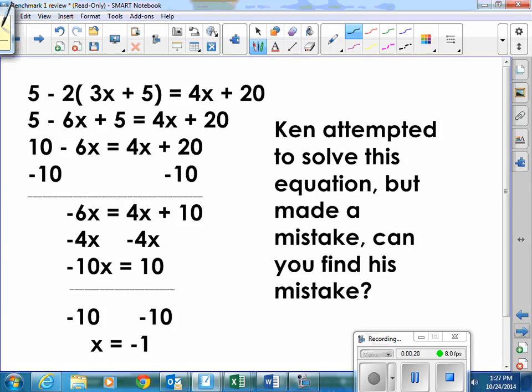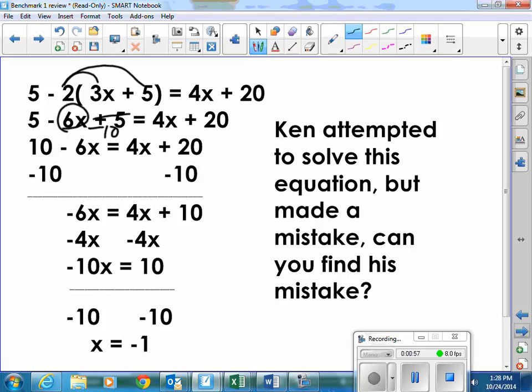Okay, here's an equation that was solved by Ken. He made a mistake. Can you find his mistake? Go ahead and pause the video. You may have found that when he multiplied negative 2 times 3x, he got that one correct. But then when he did negative 2 times 5, he forgot to multiply the negative 2 times that, so this should have been negative 10 instead of plus 5.